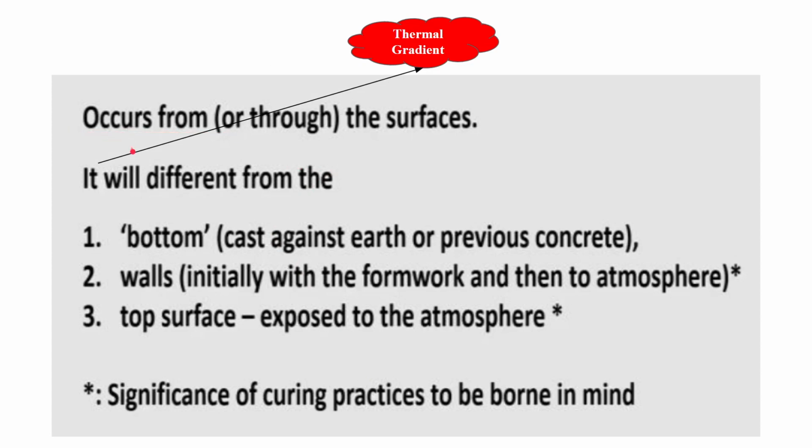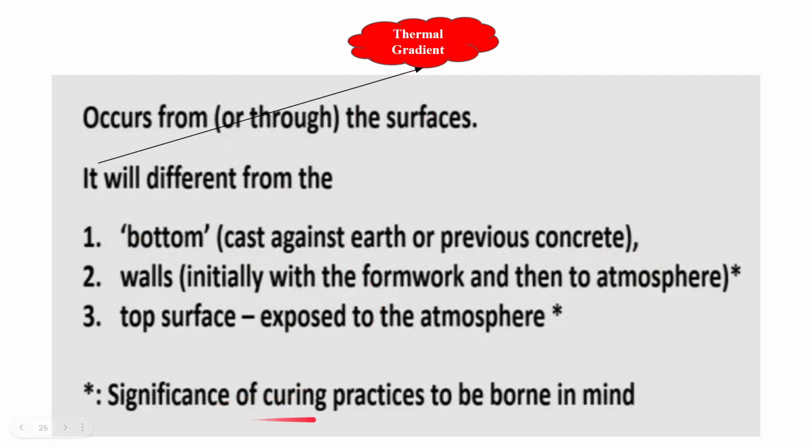If we see here, the thermal gradient occurs through the surfaces, as we know. It will be different for the bottom, the top surface and the walls. This is because the bottom is cast against earth or pervious concrete, so there we have to find the properties of the earth or soil or some concrete layer beneath it. In the walls there will be formwork, which is again connected to the atmosphere, but the top surface is directly exposed to the atmosphere. So all three will have different thermal gradient values.